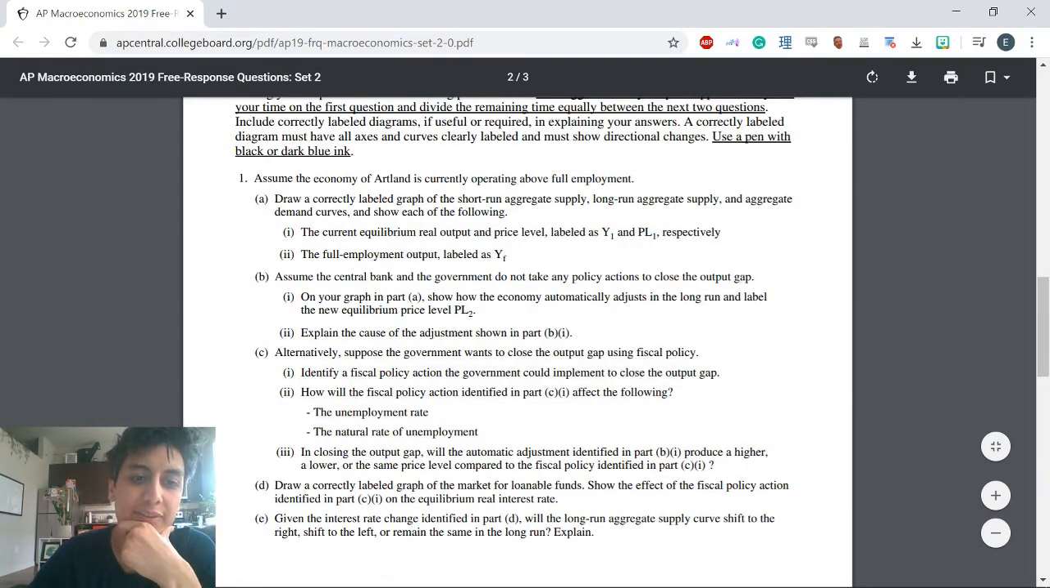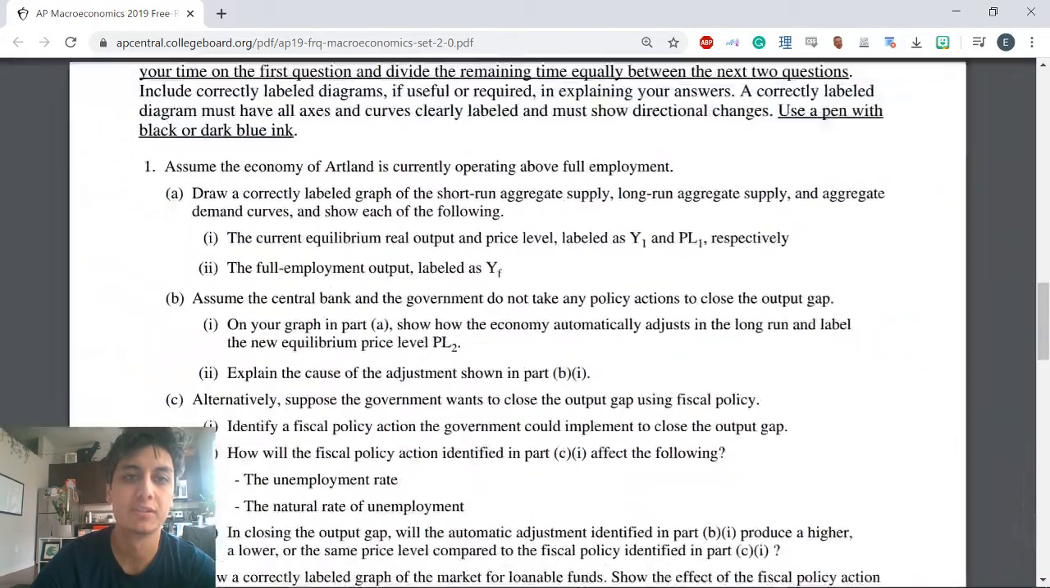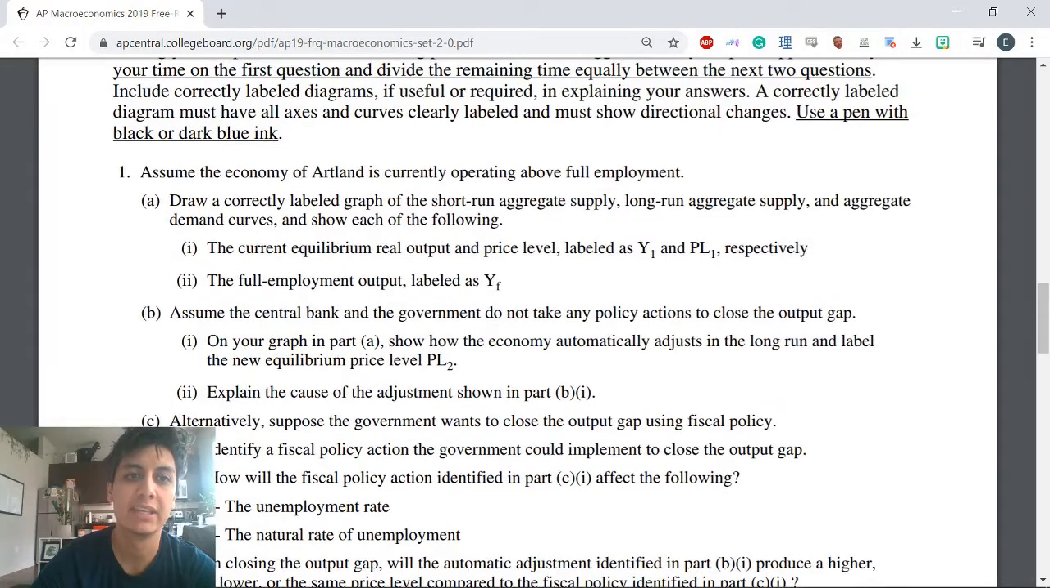1, 2, 3, 4, 5. We got 5 parts to the first question. Let's just zoom on in and let's begin. Hopefully you already attempted this problem, and maybe you can check your answers alongside of me, or if you just want to see me run through it, that's fine as well.